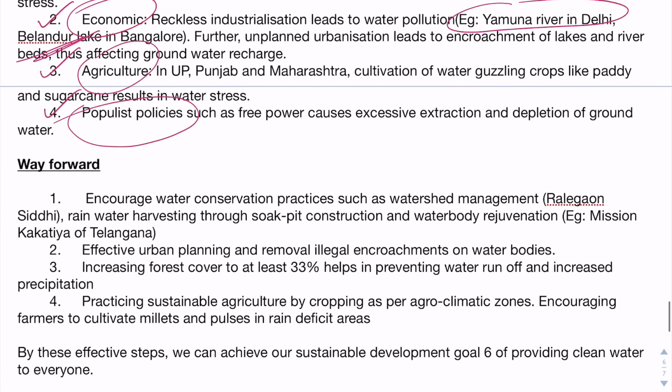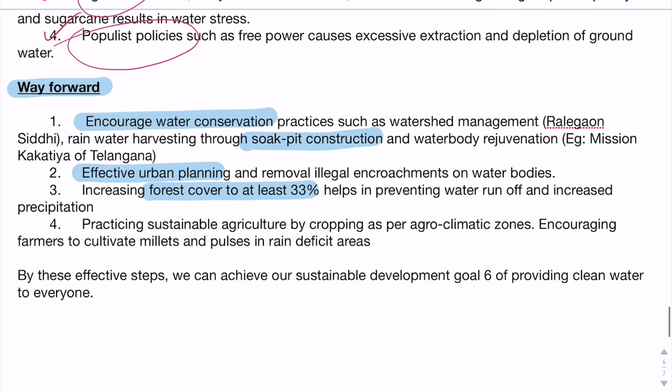And then finally you conclude with a way forward, listing down 3-4 points which include water conservation, circuit construction, effective urban planning, increasing forest cover, etc., which are the solutions to the problem of water stress. And finally end the answer with a line on sustainable development goal number 6 of provision of clean water to everybody to wrap up your answer.